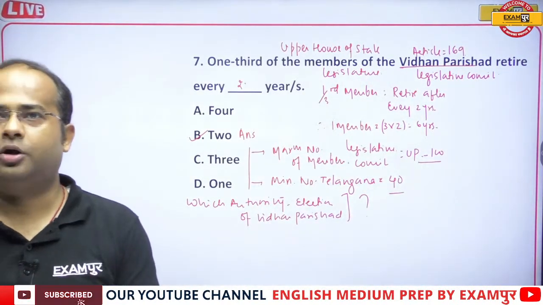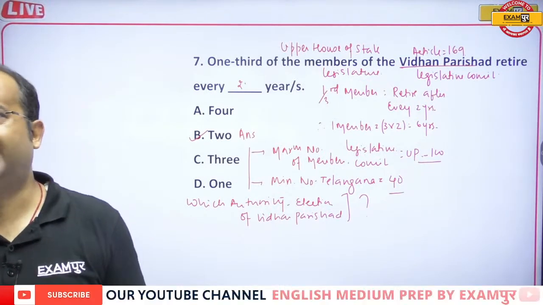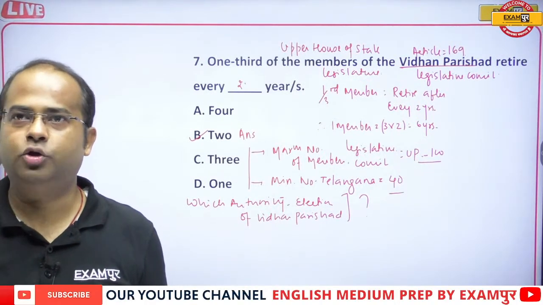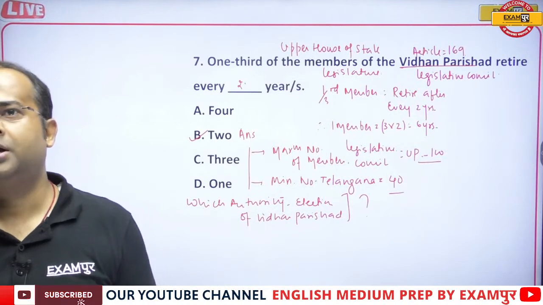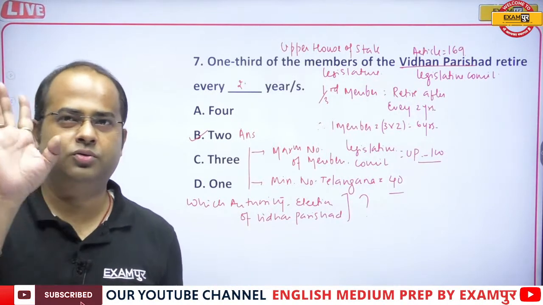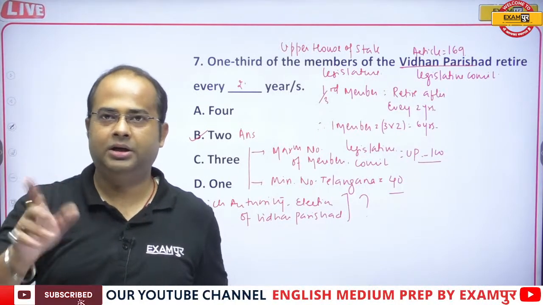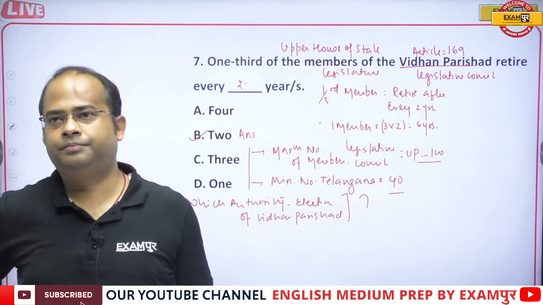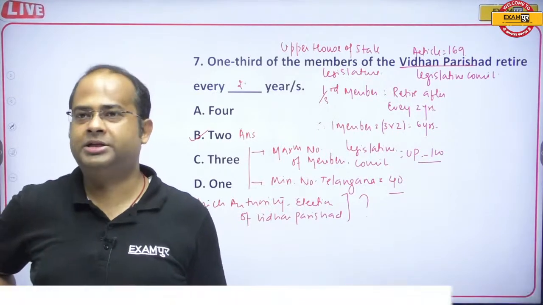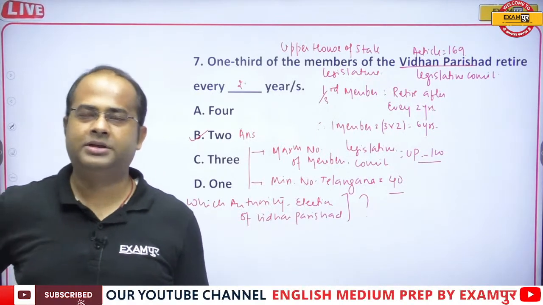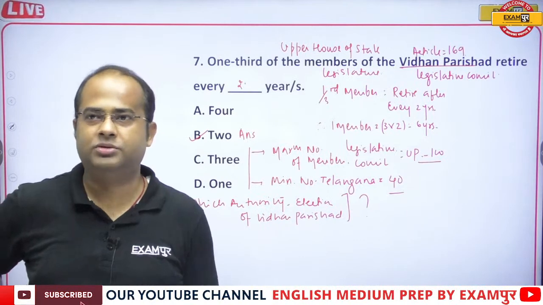So definitely that is option B, that is 2 years. Maximum seats are in the UP Legislative Council, 100 seats, and the minimum we have in Telangana, that is only 40 seats. So the minimum is 40 and the maximum is 100 in UP. Yes, in total we have 6 states where we have the Legislative Council.